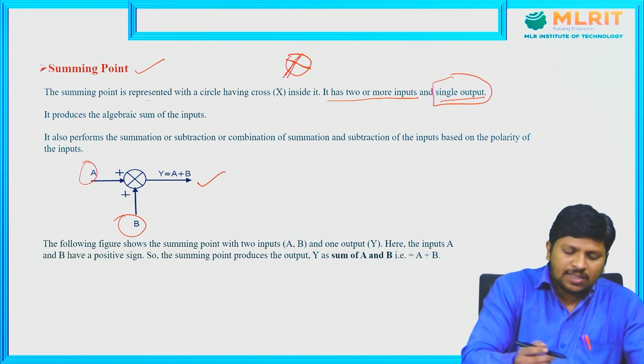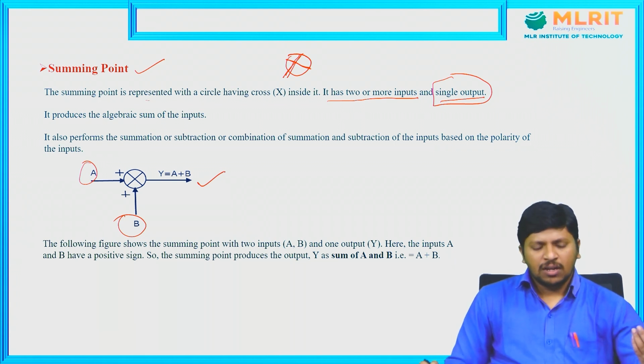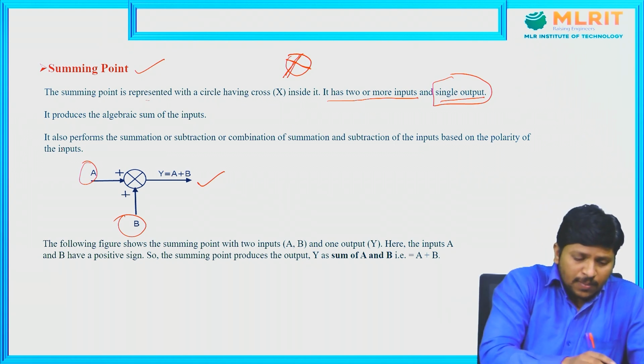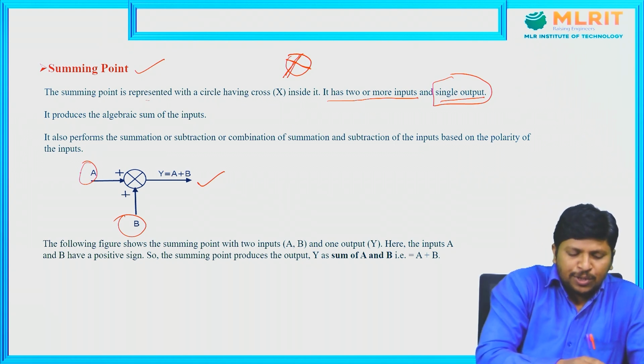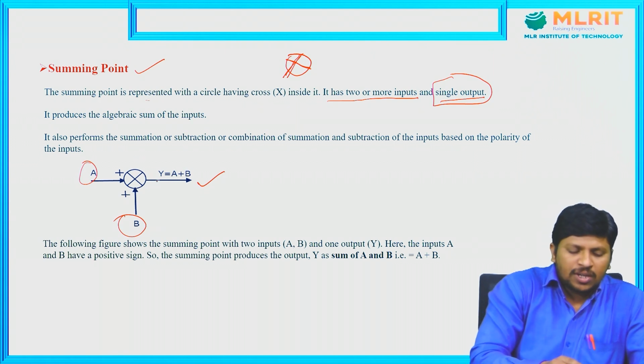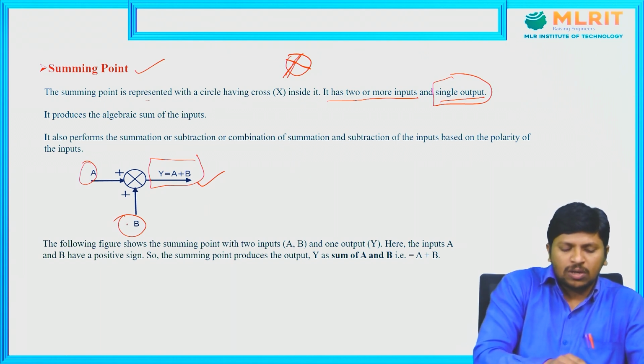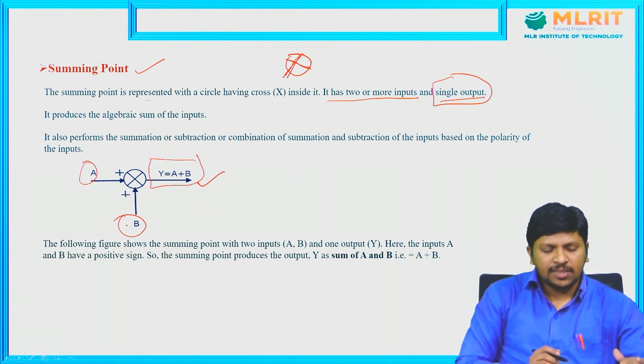Now we are going to see, this one is the summation operation or summing operation, or else we also call it addition operation. Just observe, in the summation operation, A is our input and B is our input, both with the positive sign. These two signals are added in the summing point. So the output Y equals A plus B. This is the output of the summing point, a single output with two inputs A and B. This is the addition operation or summation operation, right?